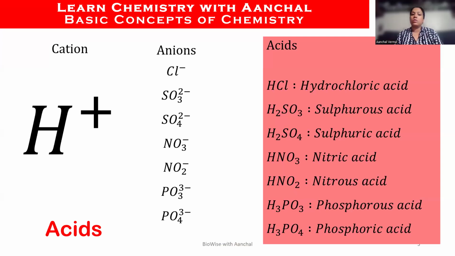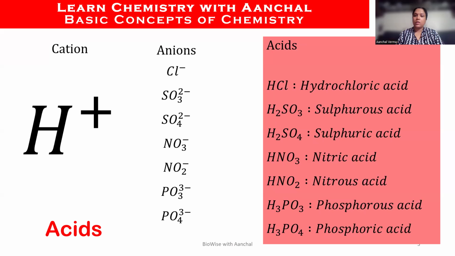Okay, so hydrogen ions are the cations present in acid. You see any acid, there are a variety of anions present, but when you see hydrochloric acid, sulfurous acid, sulfuric acid, nitric acid, nitrous acid, phosphoric acid, in all the acids, we'll find that the hydrogen ion is a common thing, right? So H+ ions are the cations present in the acids.